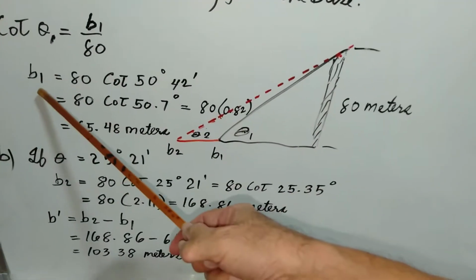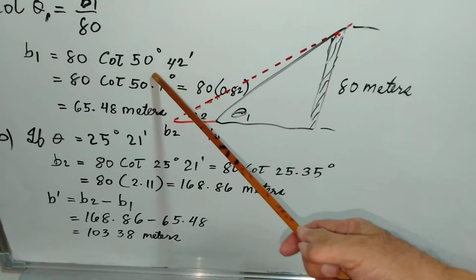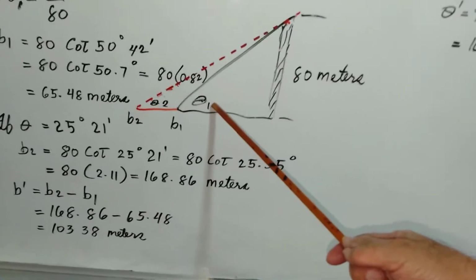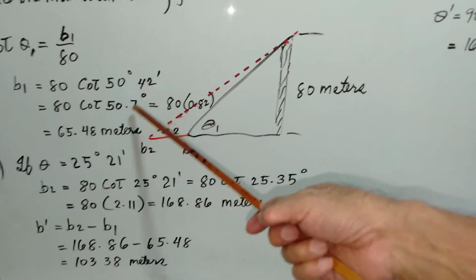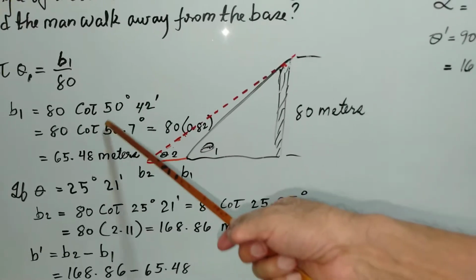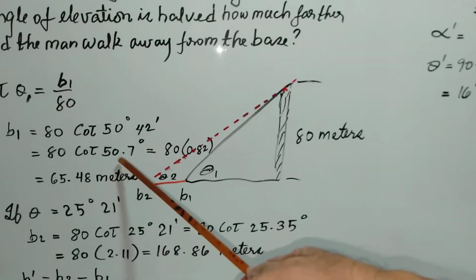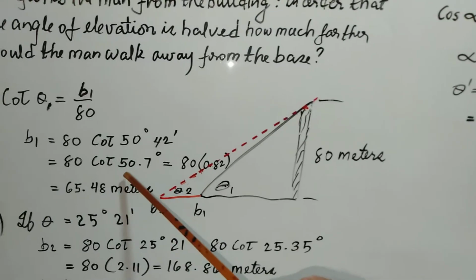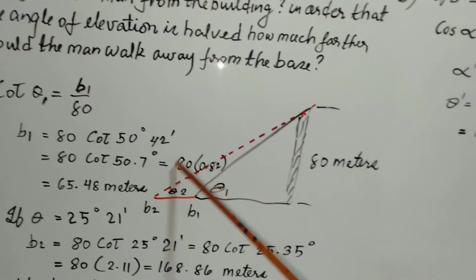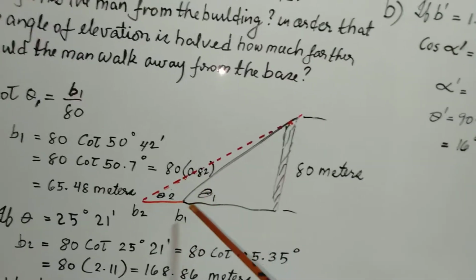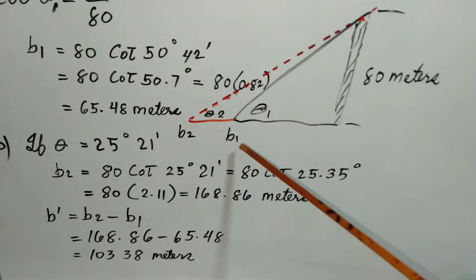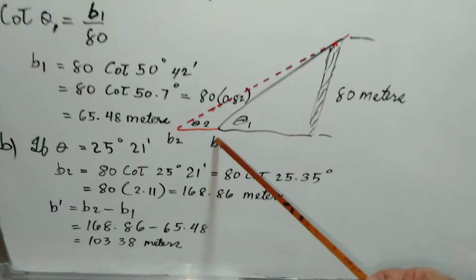So B1 is equal to 80 times cotangent 50 degrees 42 minutes. We divide 42 by 60, we get 0.7, so 50 degrees 42 minutes is equal to 50.7 degrees. 80 times cotangent 50.7 degrees is 80 times approximately 0.82 using our calculators. Multiplying that, we get 65.48 meters. So that will be the distance from the base of the building to B1.